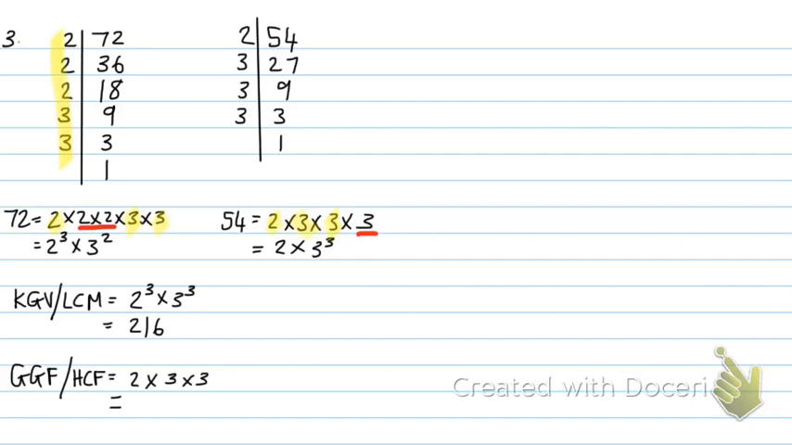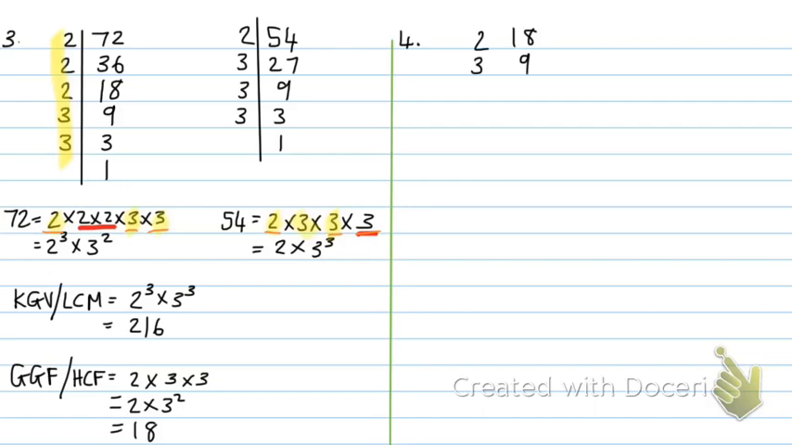Then 2 times 3 times 3 gives me 2 times 3 squared, which is 18. Then number 4, 18 and 48. 18 divided by 2 is 9, divided by 3 is 3, divided by 3 is 1. So the product of prime factors of 18 is 2 times 3 times 3, or 2 times 3 squared.